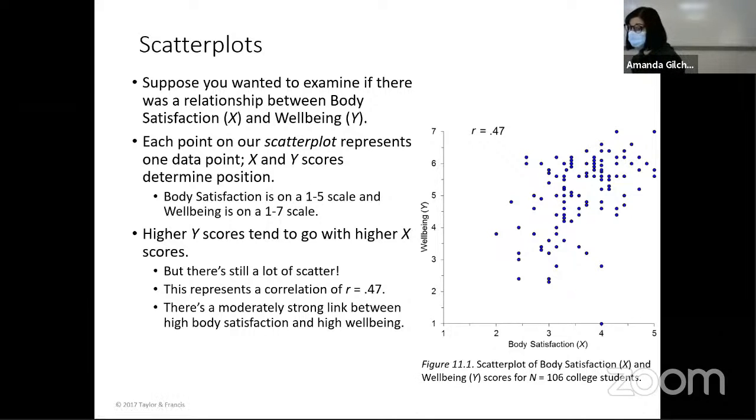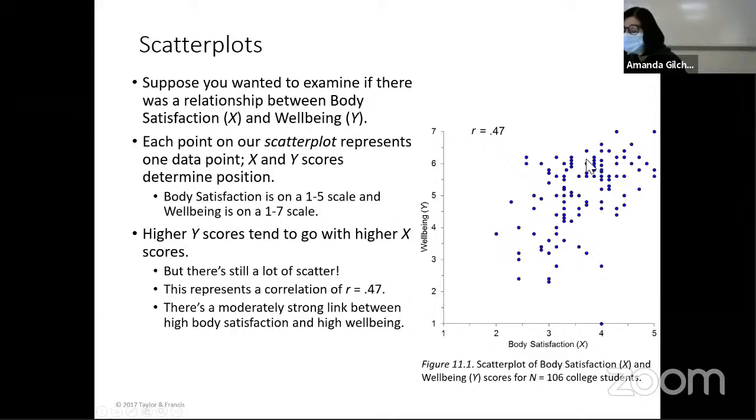Now, generally, as you can see here, there's some sort of relationship. People who feel pretty good about their bodies, by and large, and we have a couple of little outliers here, but most of them are increasingly likely to report higher well-being. So higher Y scores tend to go with higher X scores. But as you can see, it's not a perfect relationship. There's a lot of scatter. There's a lot of variability in this figure.